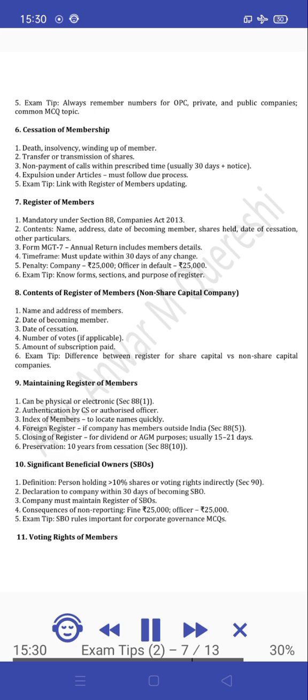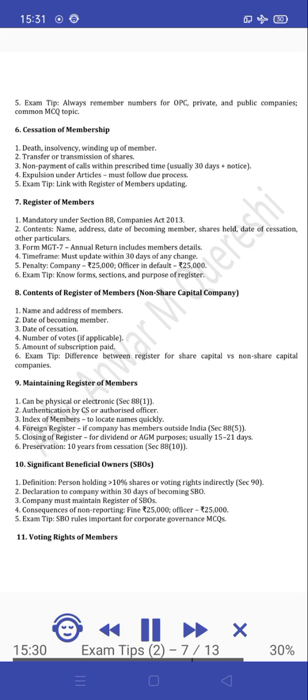7. Register of members. 1. Mandatory under Section 88, Companies Act 2013. 2. Contents: name, address, date of becoming member, shares held, date of cessation, other particulars. 3. Form MGT7: annual return includes members' details. 4. Time frame: must update within 30 days of any change. 5. Penalty: company, 25,000 rupees; officer in default, 25,000 rupees. 6. Exam tip: Know forms, sections, and purpose of register.